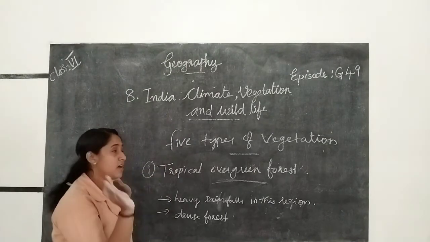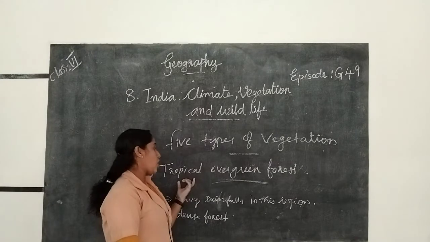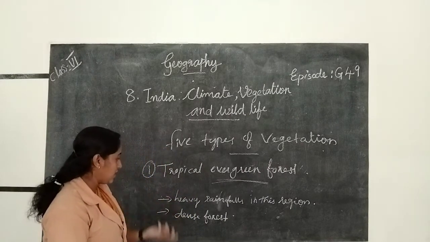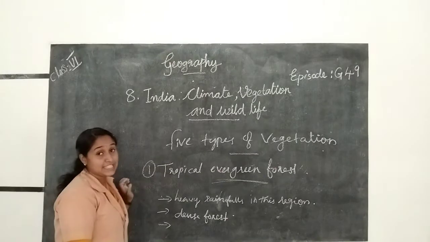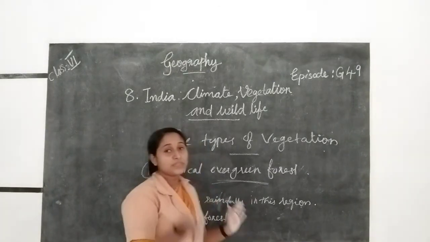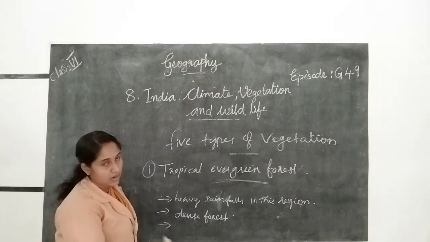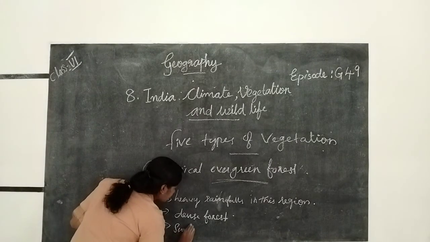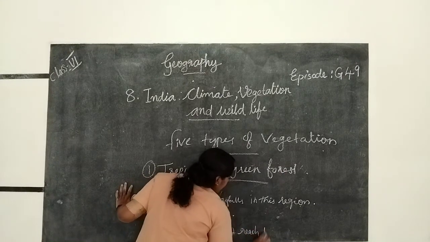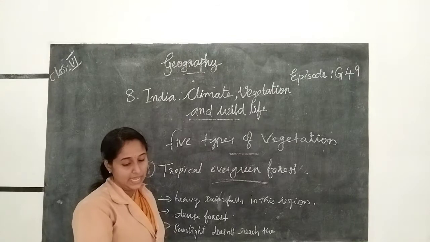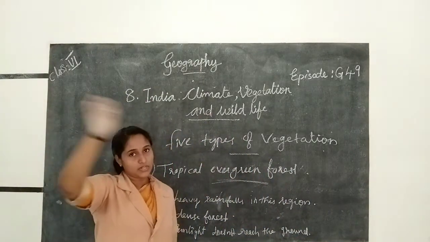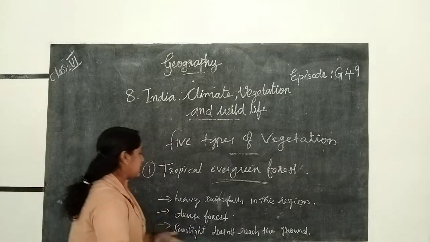Tall trees and big trees we can see in this region. This is known as tropical evergreen forest. In this region it receives heavy rainfall, and because of that it is also known as the dense forest. Because of these huge and big trees, the sunlight does not reach the ground of this forest. It only reaches the top of the trees. So because of this, it is a dense forest.